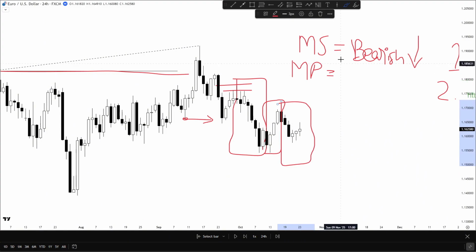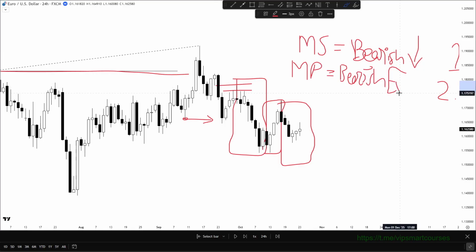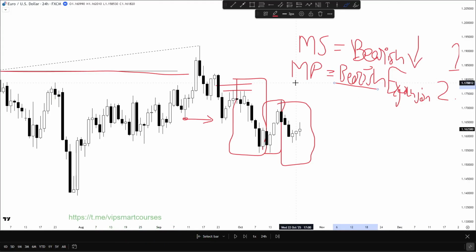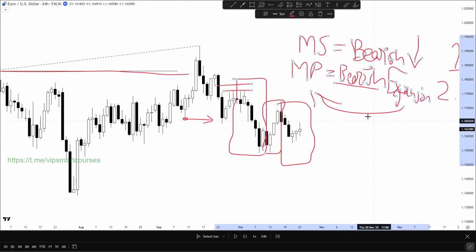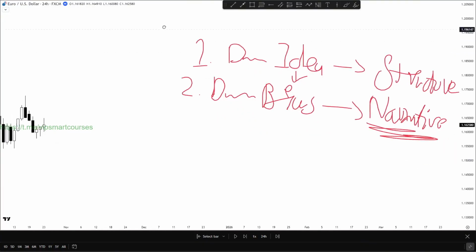So based on market profiles, we've refined this idea down to this conclusion that the market is going to have a bearish expansion. The market is going to have what? It's going to have a bearish expansion. We determined this element based on market structure, and we determined that it's going to have an expansion based on market profiles.